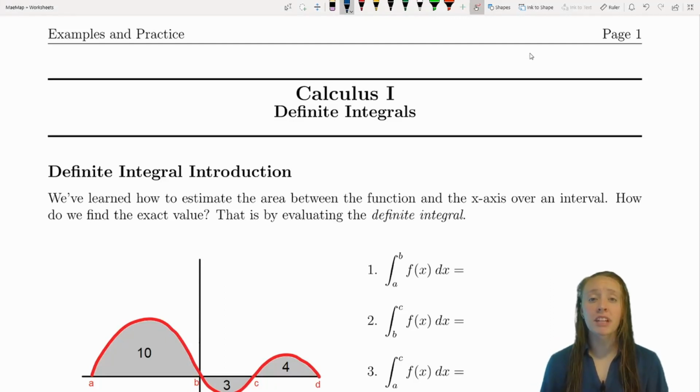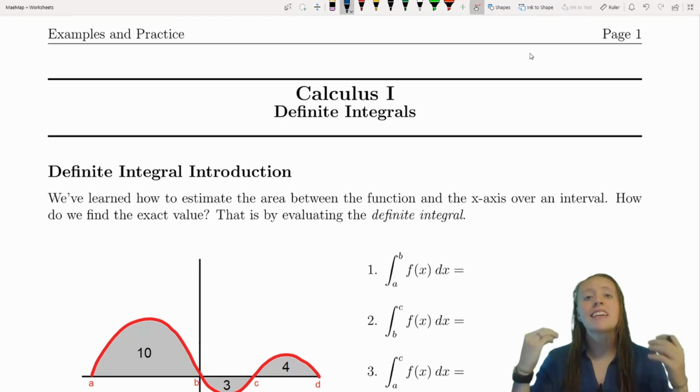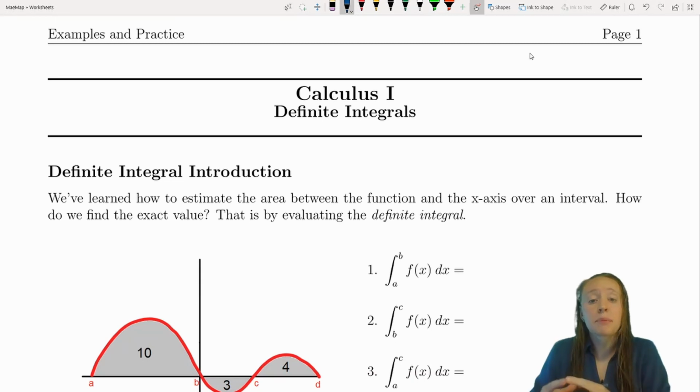In today's example video, we're going to go over definite integrals. Now, if you remember from the last worksheet, we learned how to estimate the area between the function and the x-axis. And really we only dealt with positive function values, so in this worksheet we're also going to talk about values where our function is negative. But remember, in that last worksheet, we were estimating. How do we find the exact value? That's by evaluating the definite integral.